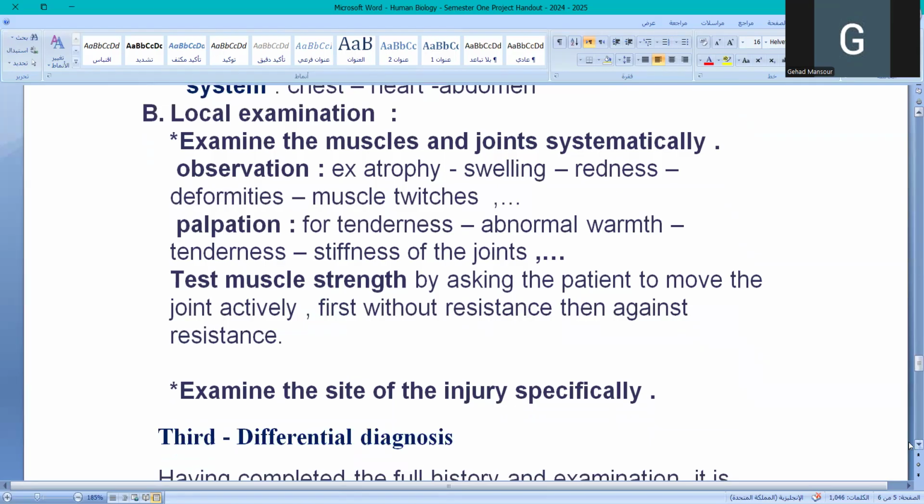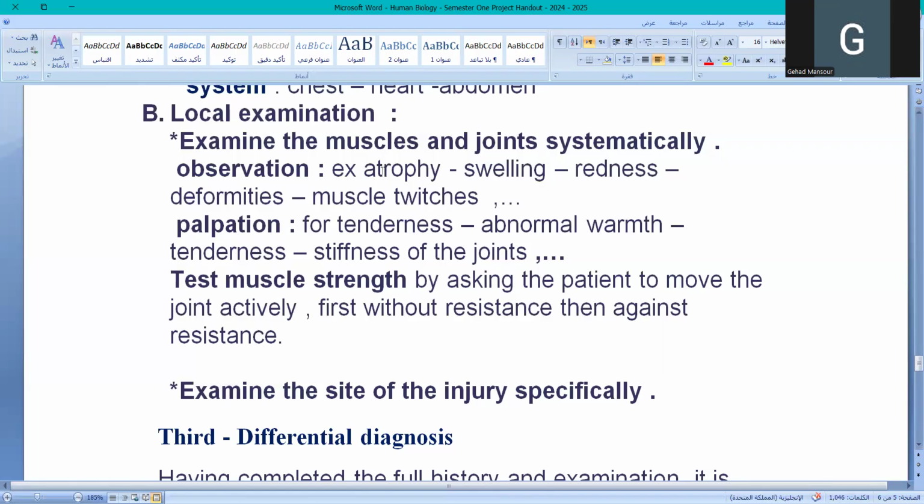And then we leave the local examination to the end, which is the examination of the system in question. And as we said before, the same systematic steps: observation, palpation, percussion, and auscultation. We will skip or ignore for the moment percussion and auscultation. We will focus on observation and palpation because they are easier than and more required than percussion and auscultation.